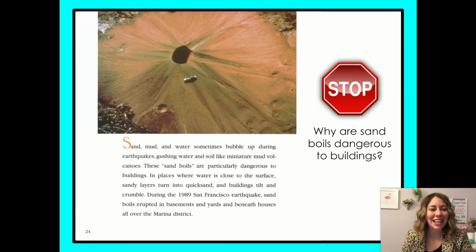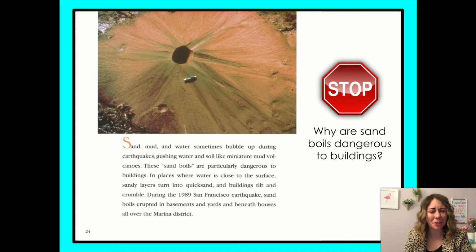So it says, sand, mud, and water sometimes bubble up during earthquakes, gushing water and soil like miniature mud volcanoes. These sand boils are particularly dangerous to buildings. In places where water is close to the surface, sandy layers turn into quicksand, and buildings tilt and crumble. During the 1989 San Francisco earthquake, sand boils erupted in basements and yards beneath houses all over the Marina District. So, that sounds really kind of scary.